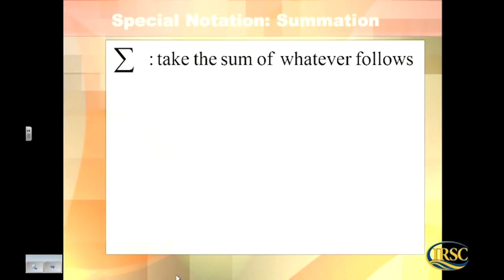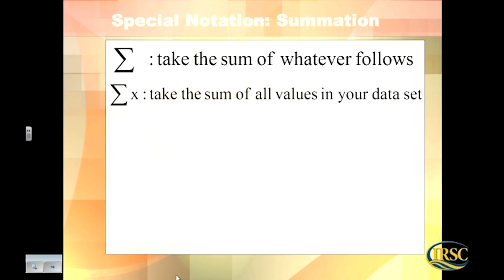Okay, so now let's take a look at this Greek letter sigma. It's called summation in math, and it means take the sum of whatever follows. So the fact that you had a sigma x, the x is going to stand for the elements in your set. So in other words, take the sum of all the elements in your set, okay, sigma x, or take the sum of all the values in your data set. So on your handout, you already have these definitions. You're just filling in the symbol on the left.